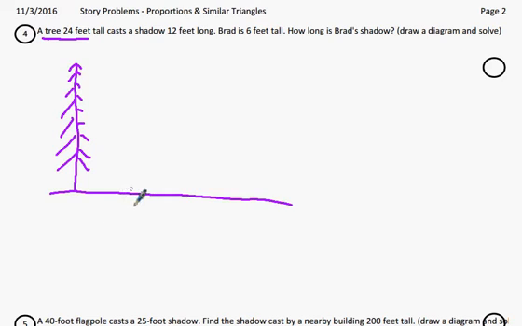It casts a shadow that's 12 feet long, and it doesn't have to be to scale, but if this is 24, well, it's going to be about half as long as that. So I'll try to get it pretty close. Brad is 6 feet tall. And his shadow, which is going to be at the same angle, is what we're looking for. How long is Brad's shadow? So I'll put the x there.